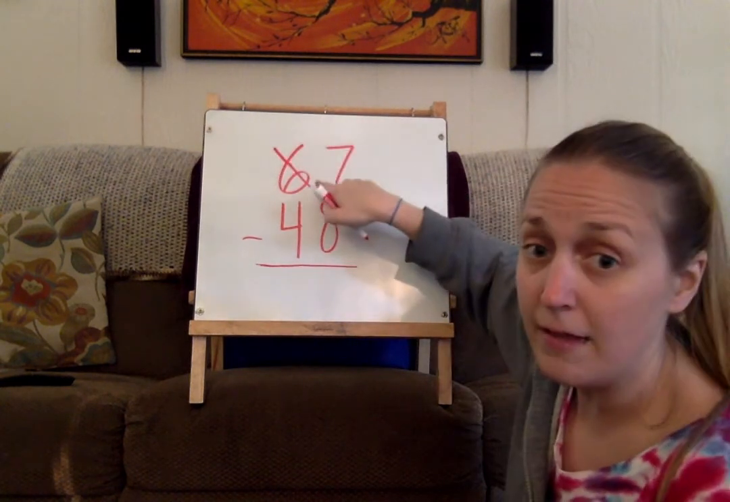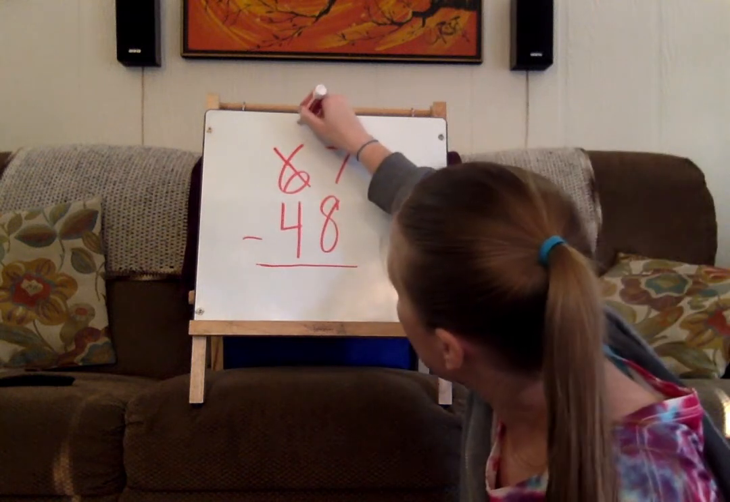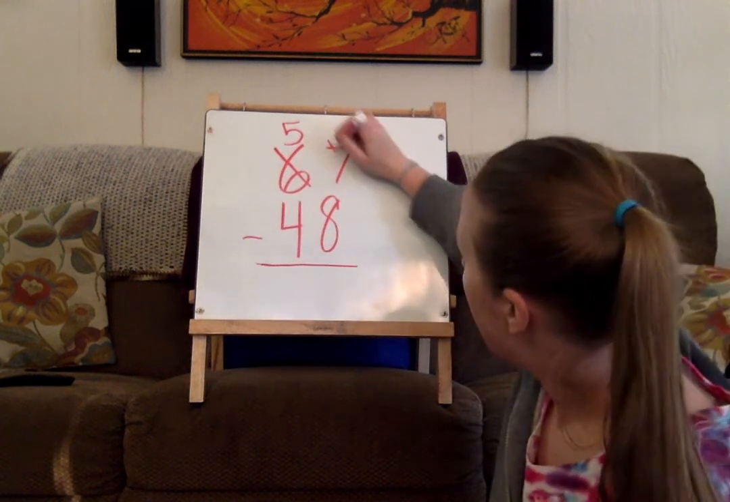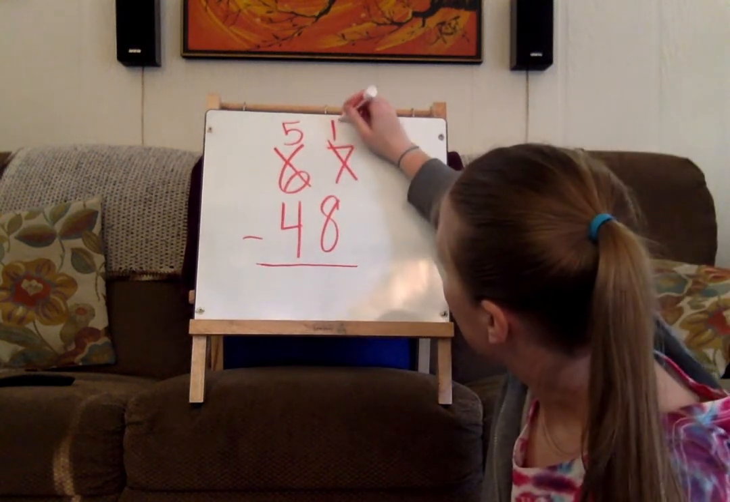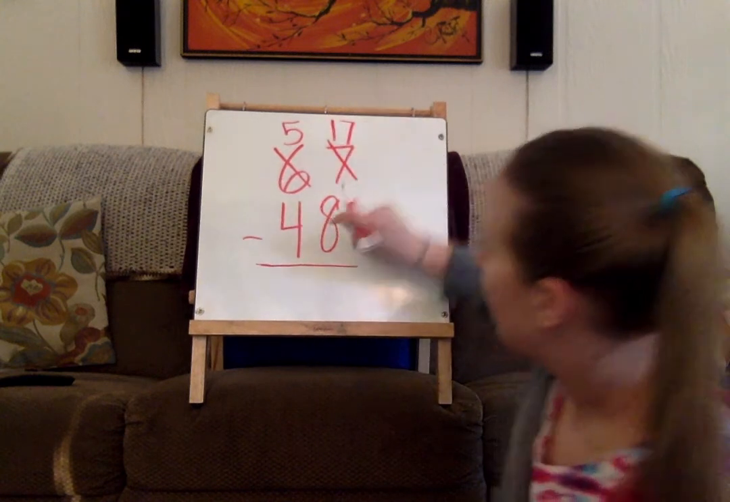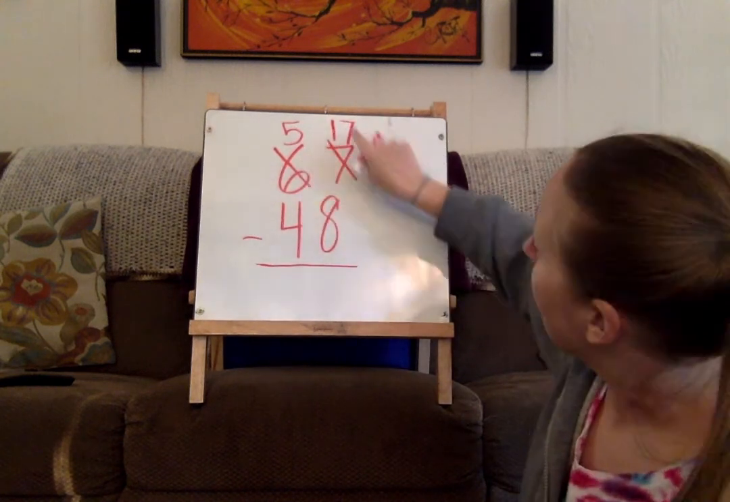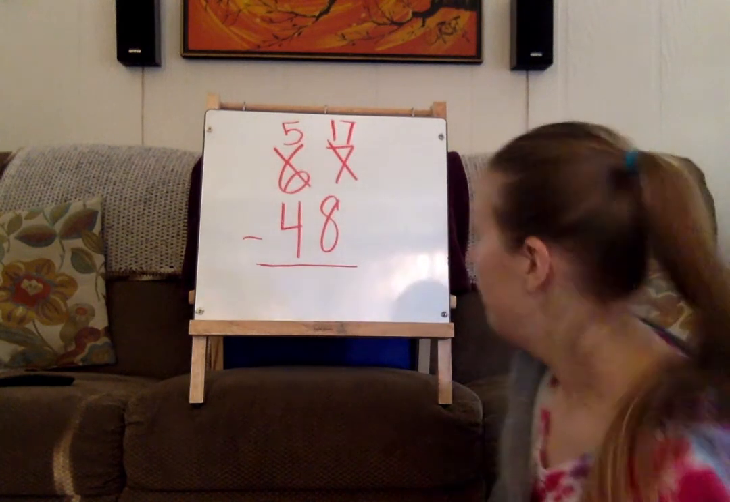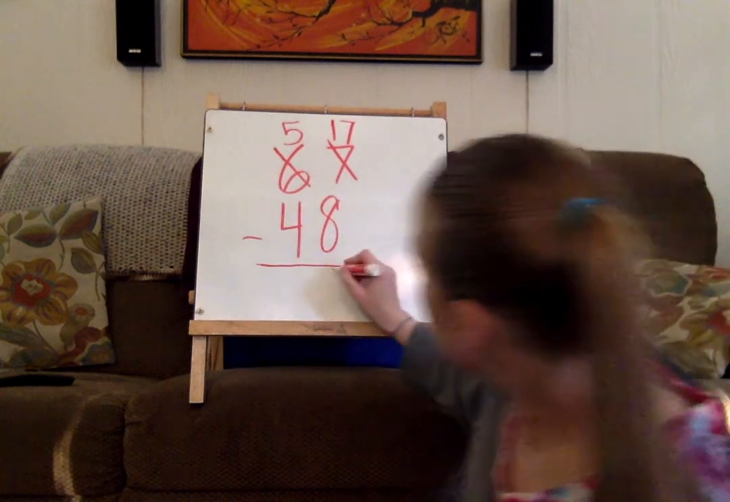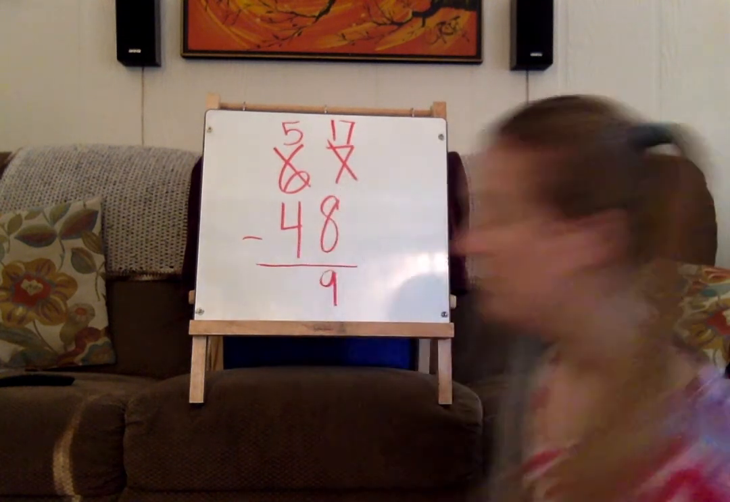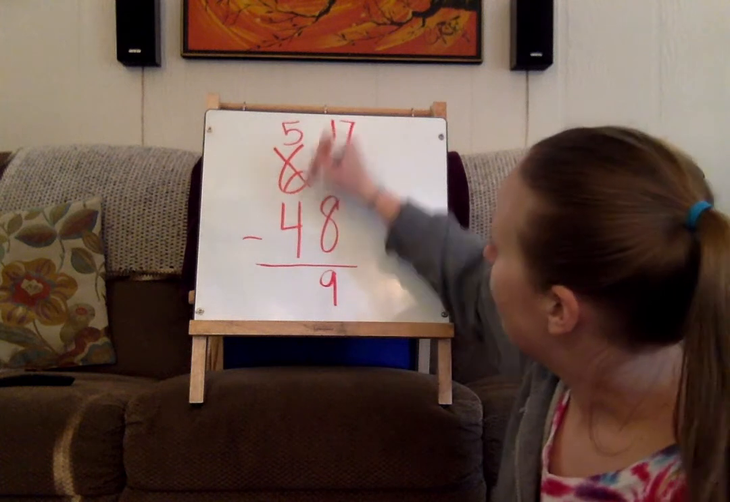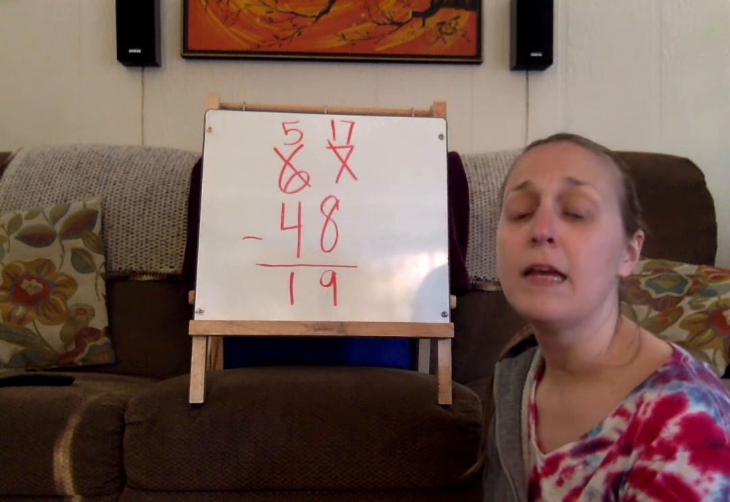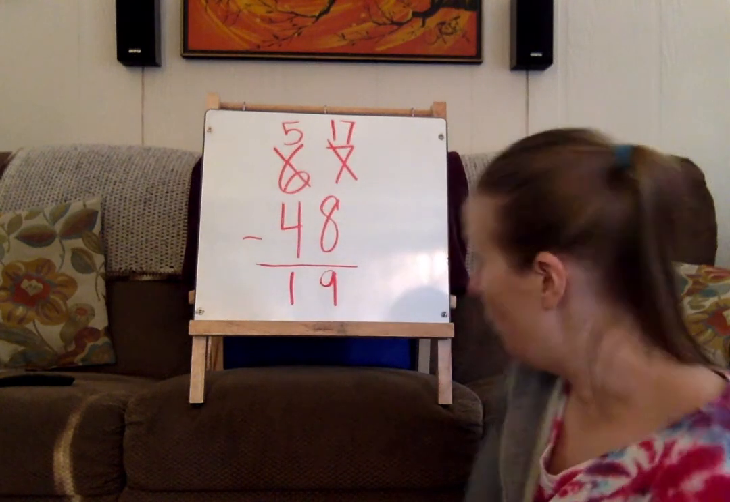So I take one of my 10s away, so my 6 is going to turn into a 5. There's now 5 tens left. And my 7 ones now turns into a 17 because I took a 10 from here and I gave it to my ones. So now I have enough to solve. 17 minus 8 equals 9, and 5 minus 4 equals 1. So my answer for this one is 19. We're going to do one more.